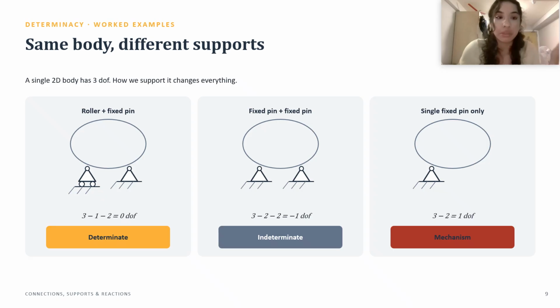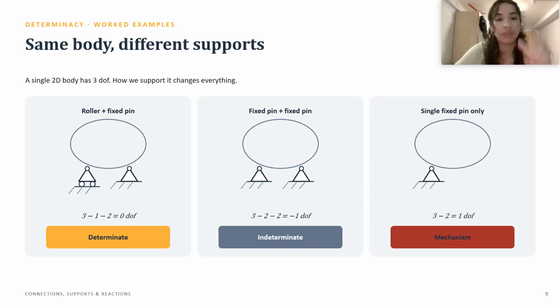We can use all 3 equilibrium equations to find the reaction forces. Now, on the second one, it is actually instead 2 fixed pins. So you do 3 minus 2 minus 2. That gives you -1 degree of freedom. So it is statically indeterminate.